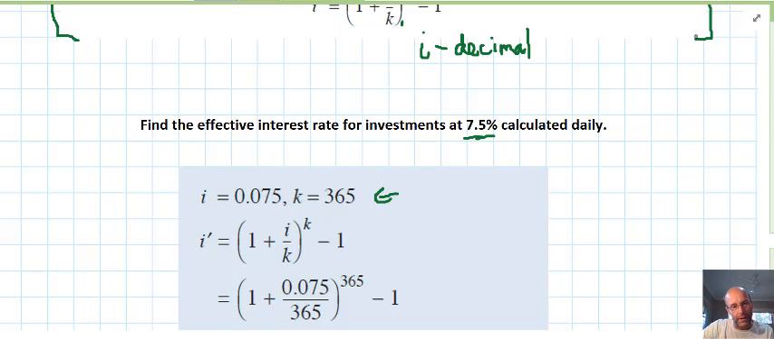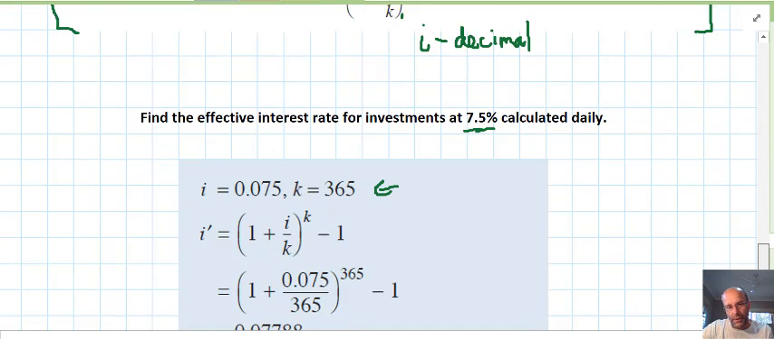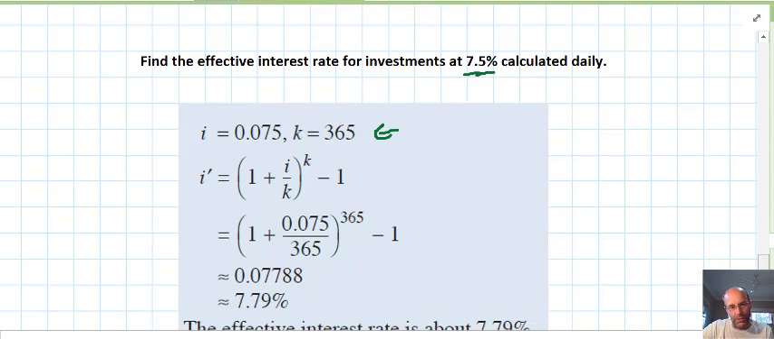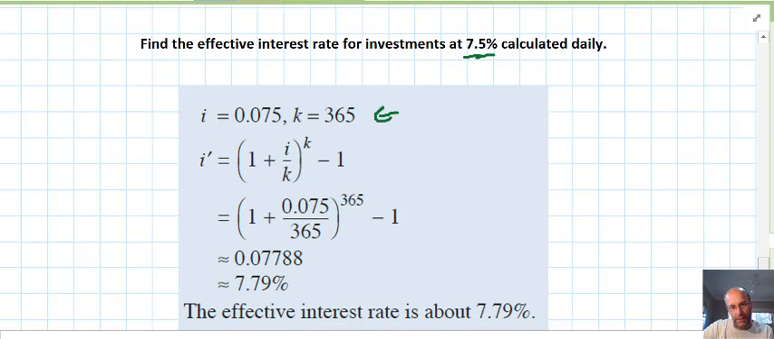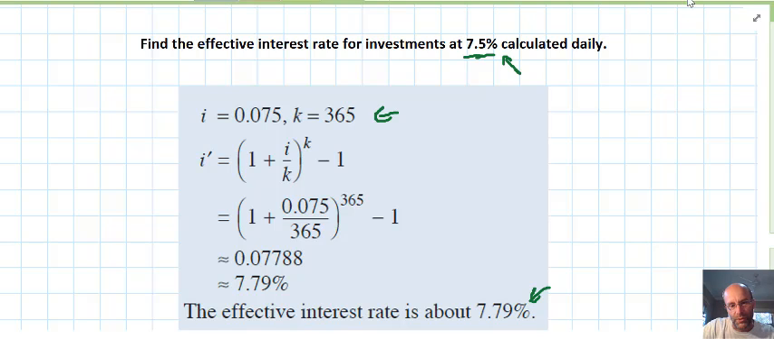Alright, so we can see the formula there, and then on line 3 we can see the substitutions, and when we calculate that we get 0.07788, or 7.79% if you want to round it to 2 decimal places. So something that is compounded daily at 7.5% has an effective rate of 7.79%. So it's equivalent to an account that gives 7.79% compounding once a year.